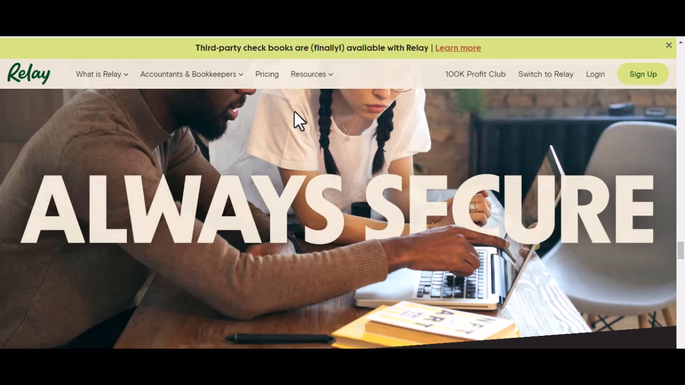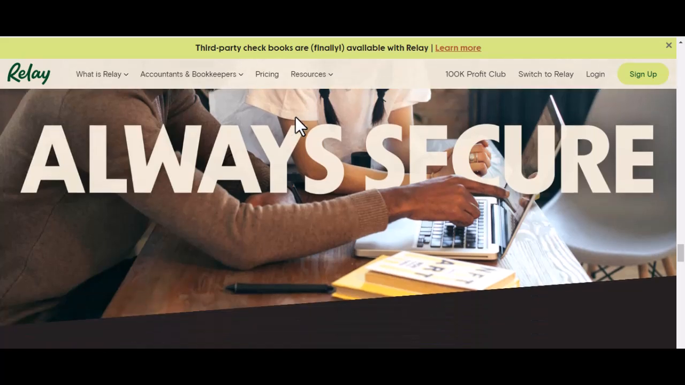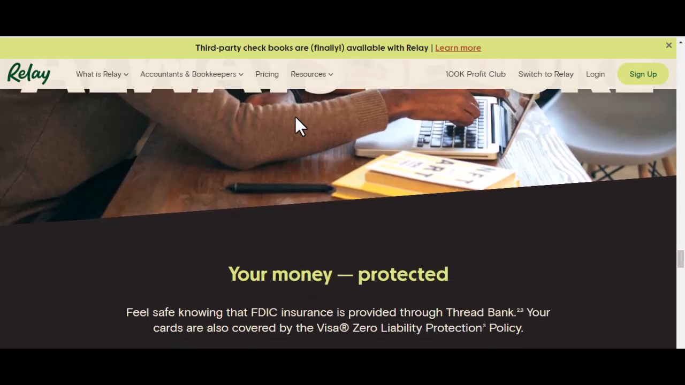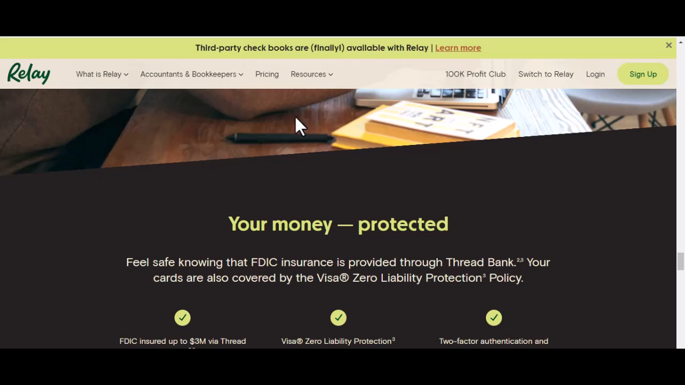Knowing these steps empowers you to act quickly and confidently if fraud ever impacts your business. Relay's commitment is to layer security so you can focus on running your business, not worrying about your banking.